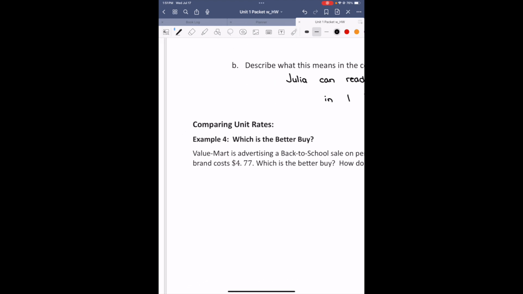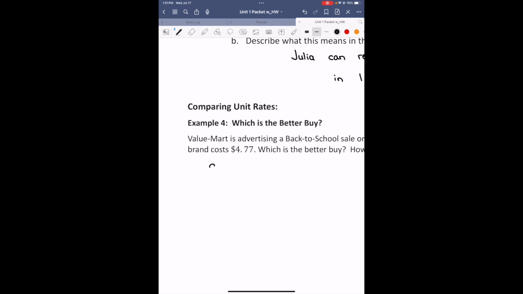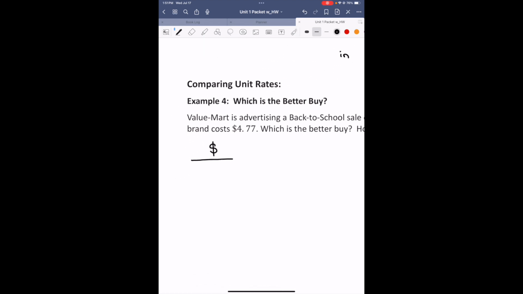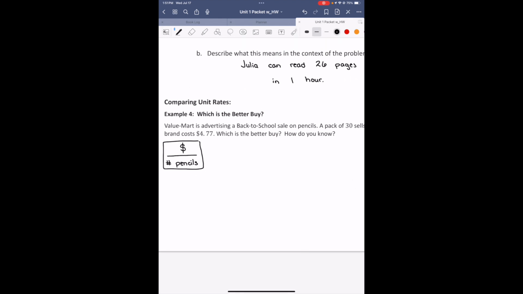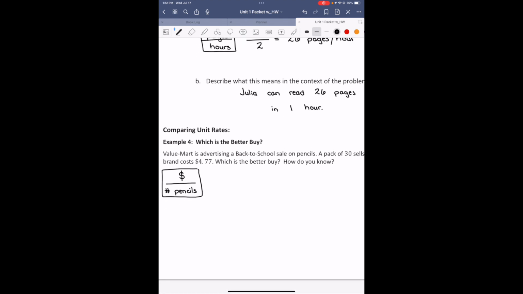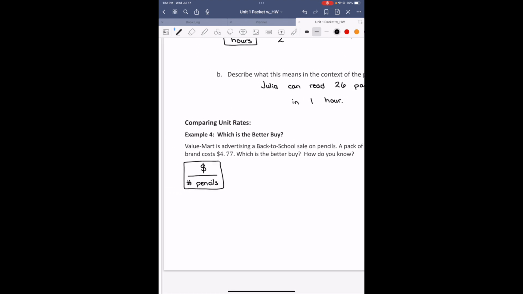Well, whenever we're doing a better buy question, money is always going to be in our numerator, and whatever we're comparing is going to be on the bottom. So for this, it's going to be the number of pencils. So we're going to write number of pencils. So we're trying to figure out how much it is for just one pencil. To figure that out, we need two different problems, two different comparisons. So we have a 30 pack of pencils. That's the one we're going to start with.